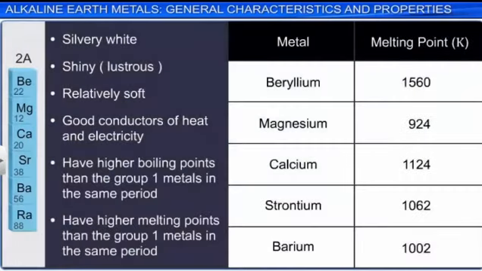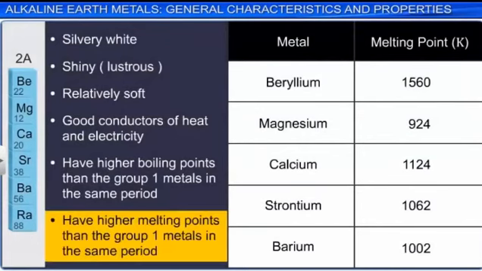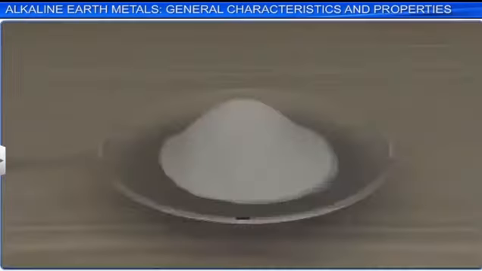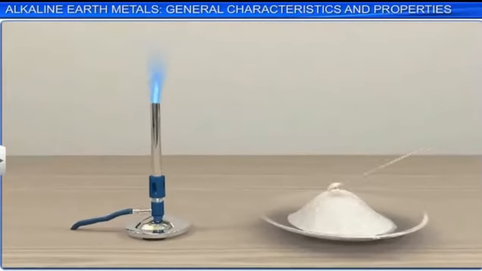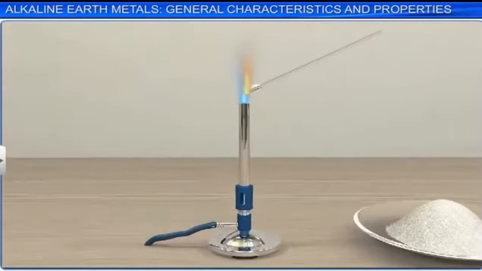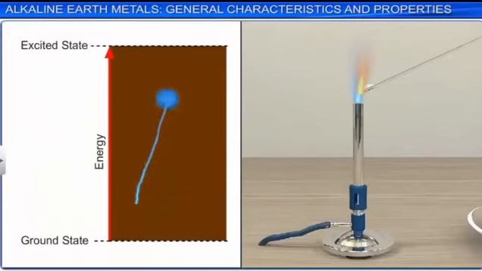Similarly, the group 2 metals have higher melting points than the group 1 metals in the same period, although the trend is not systematic. Flame tests are a simple, qualitative way to test for the presence of metals, by holding a sample of a metal salt in the flame and observing the change in color. The heat of the flame excites the electrons to a higher energy level, and then the electrons emit light as they return to the ground state.